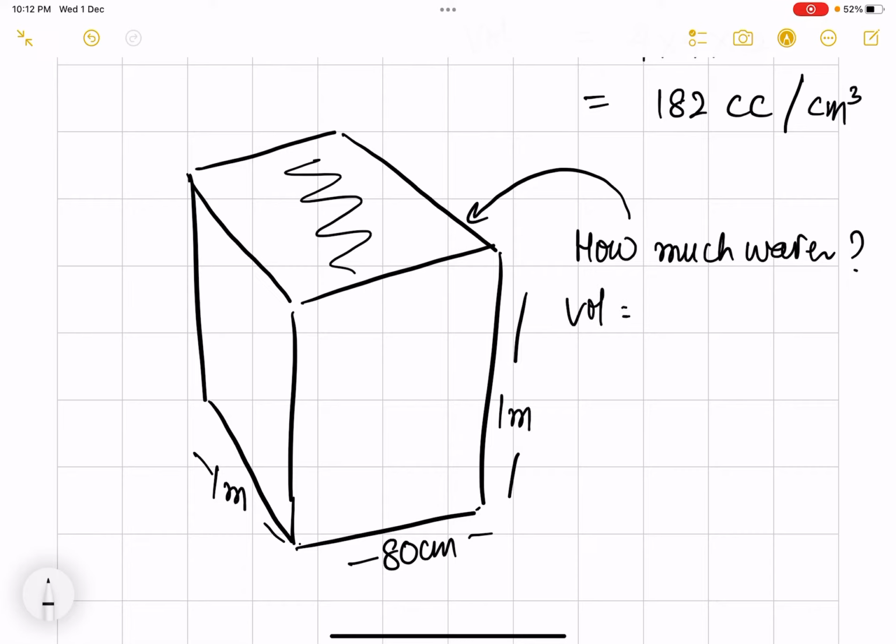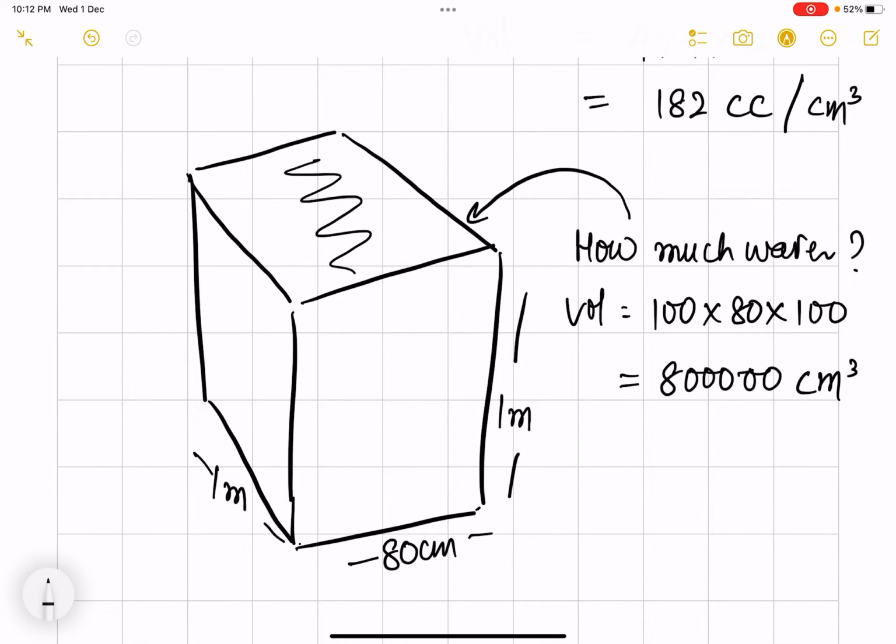The volume will come out to be 1 meter into 80 centimeter into 1 meter. Let's go for similar units. Let's prefer centimeters for the time being. So the length is 100, the breadth is 80, and the height is also 100. How much do you get? You get 8 followed by 5 zeros. 1, 2, 3, 4, 5. Centimeter cube.